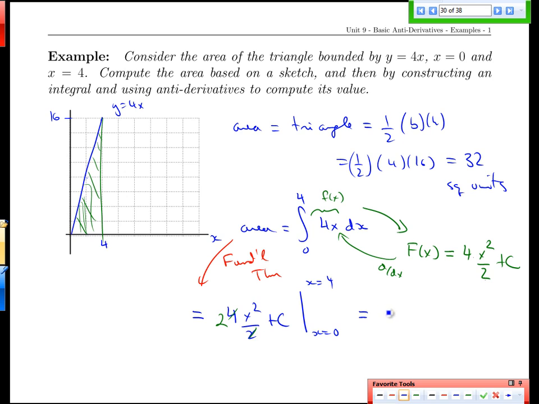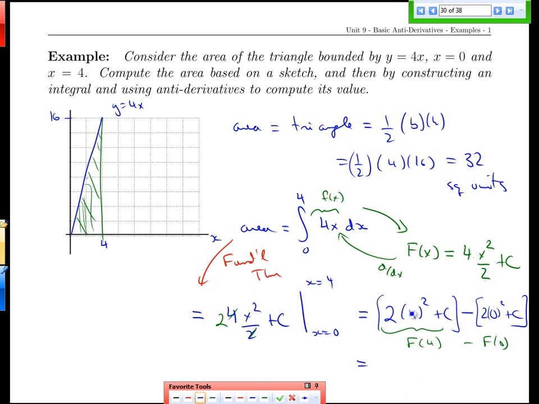If we do that, we're going to have 2x squared, well, that's 2 times 4 squared plus c, minus the 2 times 0 plus c. That's again f of b, or f of 4 in this case, minus f of 0. That's what the fundamental theorem lets us do. And that will equal 16 squared times 2. Oh, 32 square units. Which is exactly what we found using the triangle. So this is a bit of reassurance that this seemingly unrelated approach of anti-differentiation produced the same area calculation as our basic triangular calculations that we know and trust.